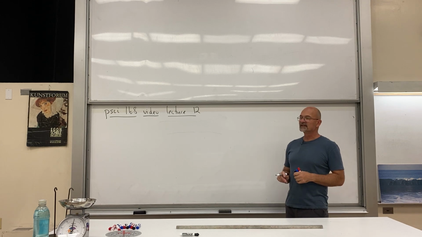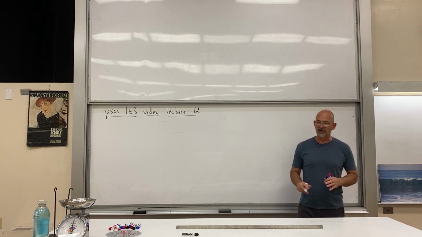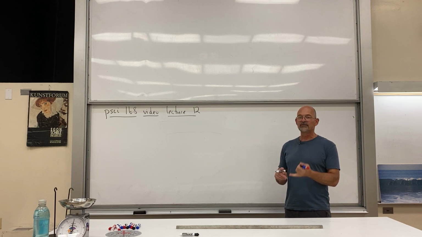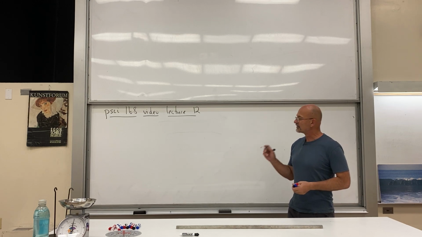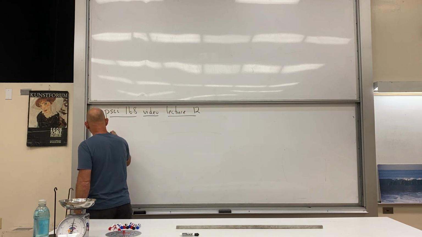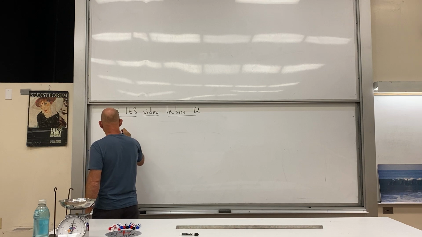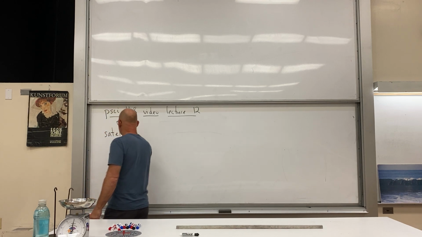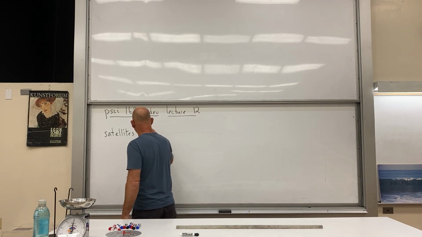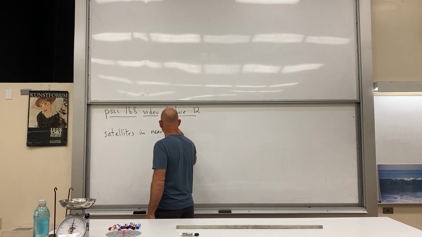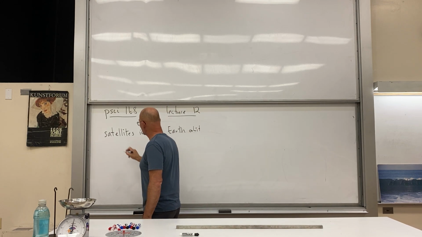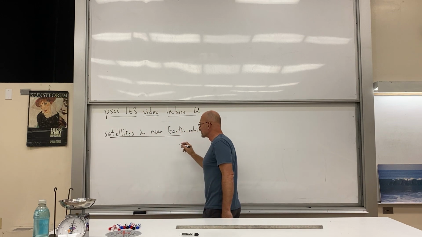But we're doing the satellites just because we can, right? It's a very interesting topic. We learned about free fall, and then I said, well, if you have free fall on the horizontal throw, you have satellite motion. So we're talking about satellites that are in near Earth orbit. And there are some requirements for that.